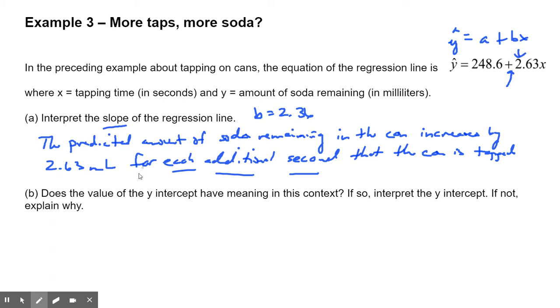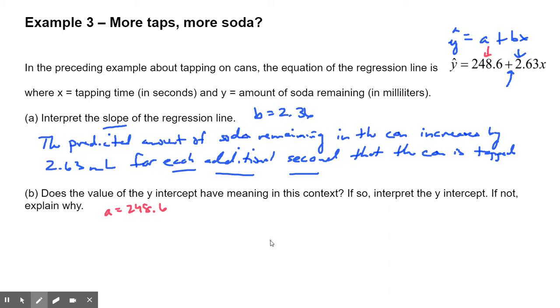All right, B, does the value of the y-intercept have meaning? If so, interpret the y-intercept. If not, explain why. So now I'll change colors. So you can see that now I'm looking at the A value, right? So now the A value is 248.6. So the question is, does this have meaning? So the question you have to ask yourself is, does it make sense for x to equal 0? Well, x is tapping time. Does it make sense for them to tap no seconds? Well, I would think so, right? Because that's sort of like your control group.